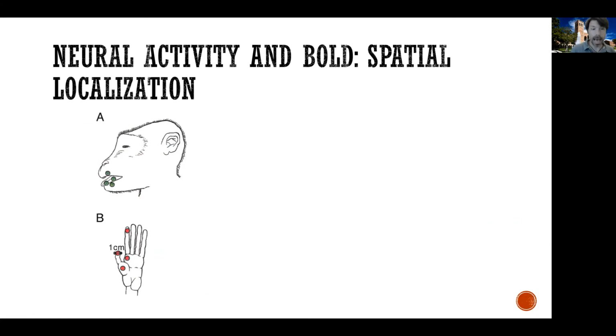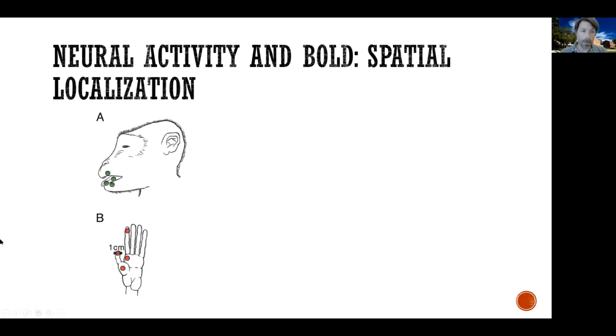Now, an important aspect of the question of how good the link is between neurons and BOLD is the spatial localization and the timing of events. There's a wonderful experiment in which they looked at the distribution of neural activity and BOLD activity. In this experiment, they recorded neural responses with electrodes over cortex, and at the same time recorded neural events with BOLD.